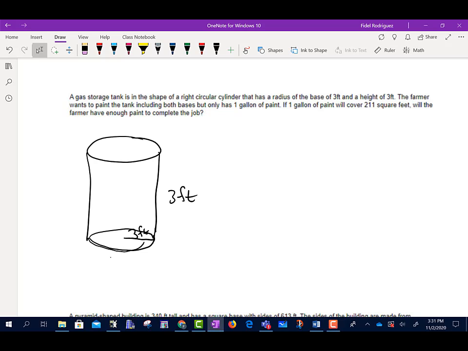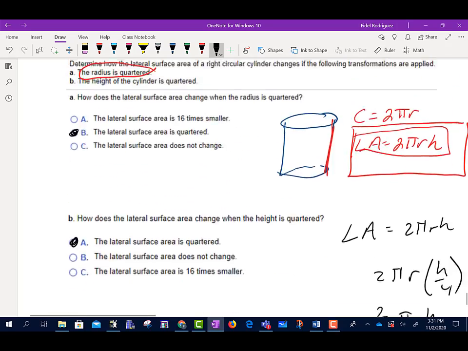The farmer wants to paint the tank including both bases, but only has 1 gallon of paint. If 1 gallon of paint will cover 211 square feet, will the farmer have enough to complete the job? I don't know. Let's see if we can figure it out. We're looking here for the surface area, okay? So let's see if we can find the surface area. So remember the formula for the surface area? If you forgot, that's okay.